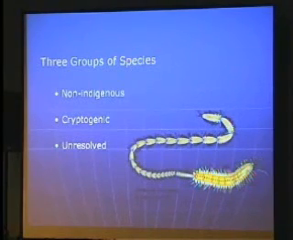This little critter pictured on the screen here is one of our non-indigenous polychaete worms. And this group of organisms has been problematic for us. Many of them have not been described before, and so many of these actually fall into the cryptogenic or unresolved categories.